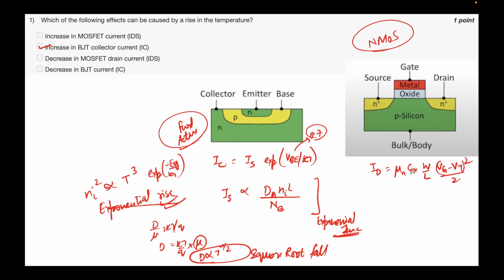Cox is a constant, this will not change. W by L is a constant, it will not change. Vg is the bias that you are applying, which is independent of temperature. The two terms here that do change are mu n and Vt, the threshold voltage. So mu n, as we had seen, reduces by T to the power minus 3 by 2.